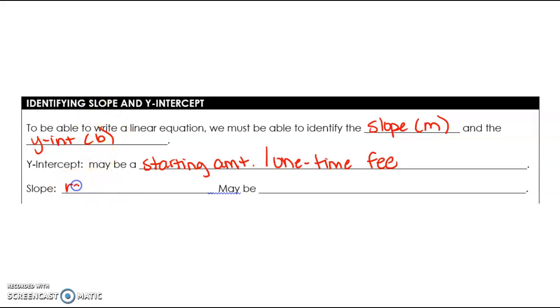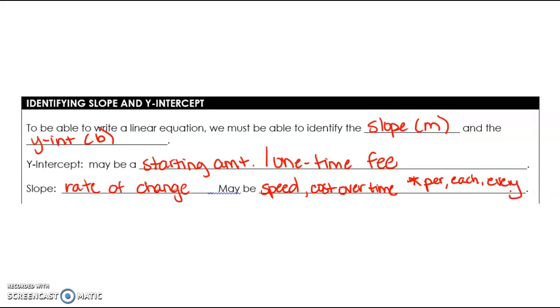Your slope is your rate of change. So this could be like your speed. Maybe you're going 60 miles per hour. It can also be the cost over time, right? With the bike, we were charged $1.50 per hour. So you're going to be looking for keywords like per and each and every. Those are key indicators that it is talking about your slope.